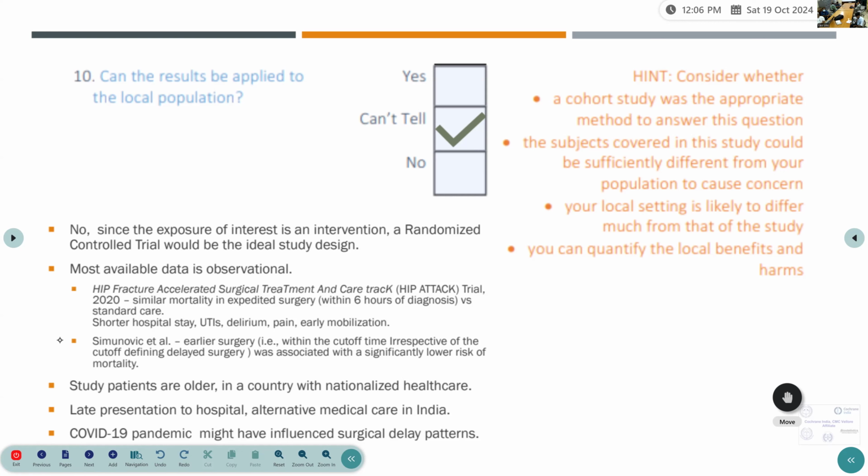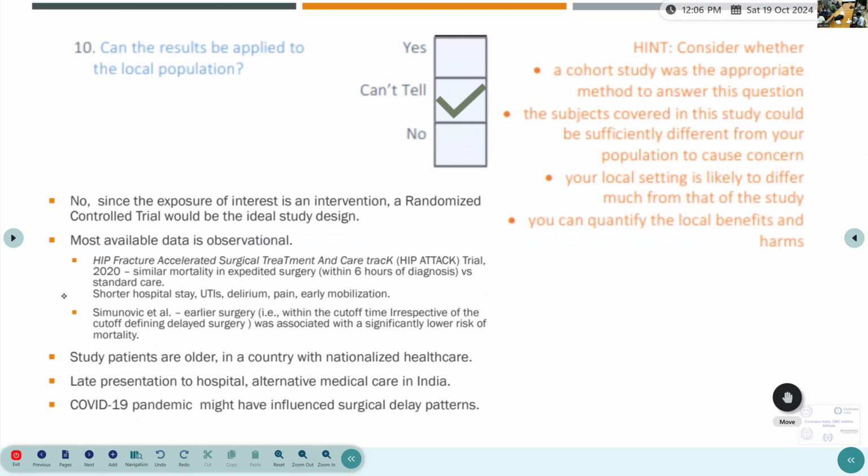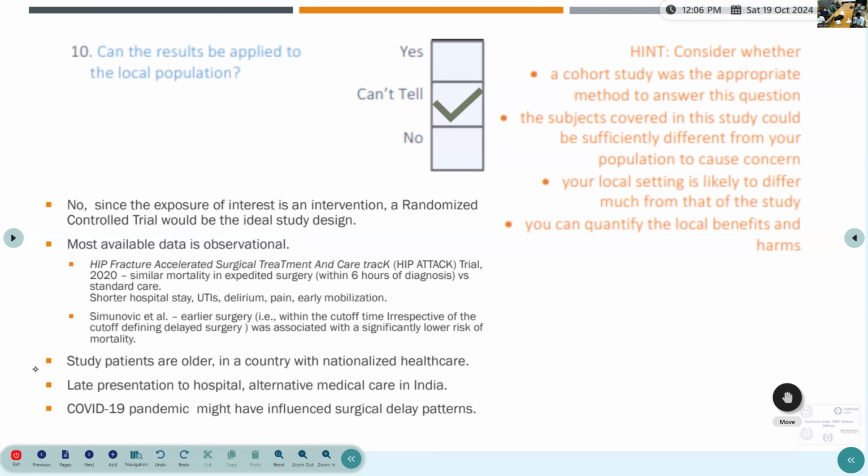Now, are these patients similar to our patients? These study patients are older. However, patients who come with hip fracture may be of a similar age group even in our settings. This is in a country with nationalized healthcare. So, due to financial constraints, a lot of patients may have delayed health-seeking behavior in our country. Patients may come late to the hospital. They may seek alternative medicine before coming to a hospital for surgery. And in this study, the delay in surgical patterns may have been affected by the COVID-19 pandemic as it went on from 2017 to 2021.